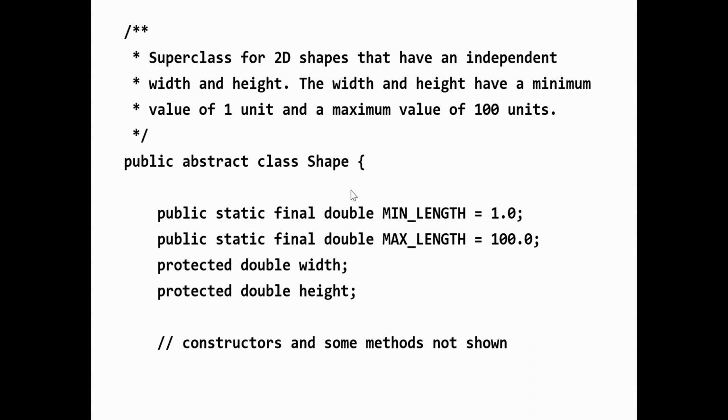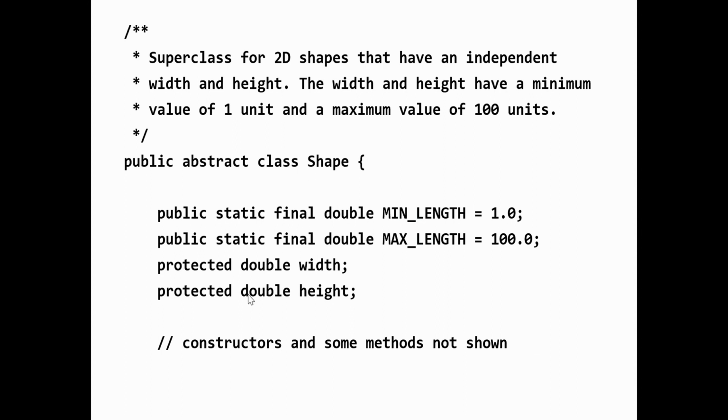So I have a class called shape. It's got some fields, some constants, and it's got a little description here. My abstract shape class is the superclass for 2D shapes that have independent width and height. In other words, you can change the width and height of a shape independently. Furthermore, the width and height have a minimum value of 1 and a maximum value of 100. Sorry, the width and height of a shape is always between 1 and 100.